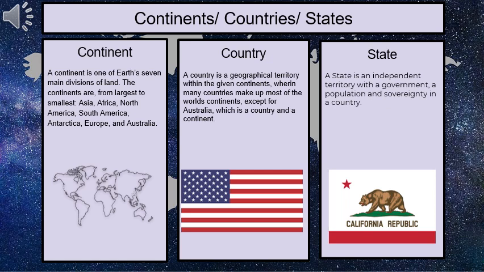And a state is an independent territory with a government, a population, and sovereignty in a country. Like the United States of America has 50 states within the country, the United States of America, within the continent of North America.